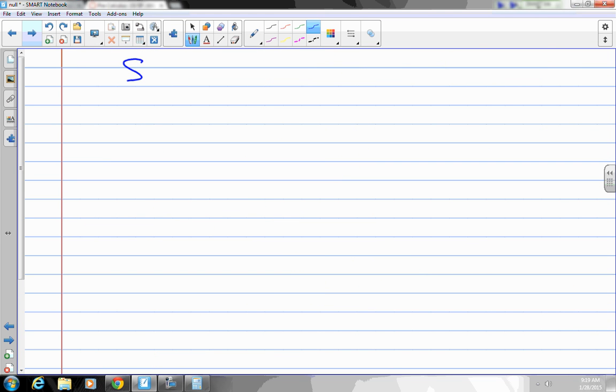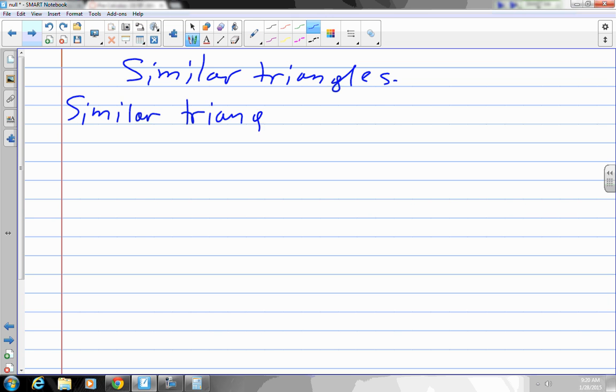Now I want us to talk about similar triangles. So similar triangles are triangles of the same shape. So they have the same shape, different sizes. But if the shape remains the same, then all the ratios of all the sides remain the same.